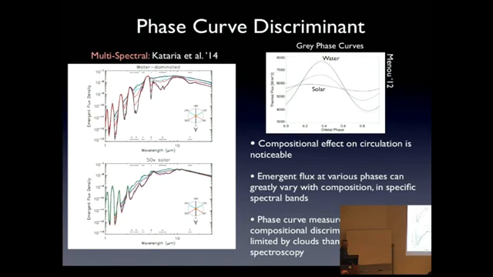Is it? 1, 2, 3, 4. Oh, okay. So let's focus on this D here. So this feature, you see the different colors of lines here correspond to different phases. So where you look at the planet on its orbit. And so basically, if you stick at this wavelength here and look at the planet, you see a strong modulation of the phase curve. It goes up and down as it goes along the orbit.